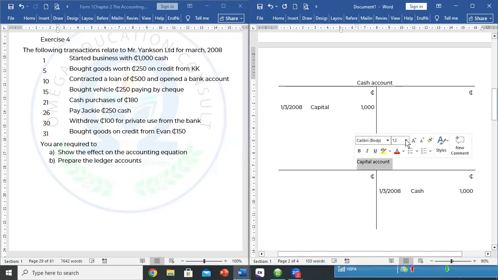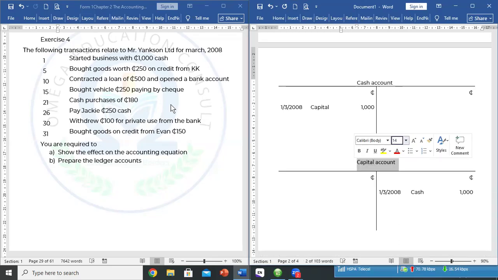Okay, let's go to the second transaction. The remaining transactions, I think I'll do it this way. If I call your name, you read it, and then you do your own analysis and tell us what you are seeing. Are you seeing an increase in an asset or an increase in a liability? Let me call the first person, in no particular order, Gabriel Jan. The second transaction.